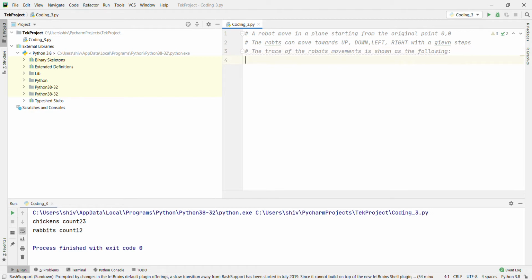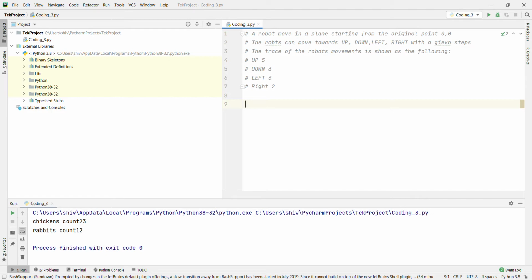Up we have 5, down we have 3, left we have 3, right we have 2. This is the movement of the robot. Before we start writing the program, I will describe more how the robot's movements work and how we are going to calculate it.